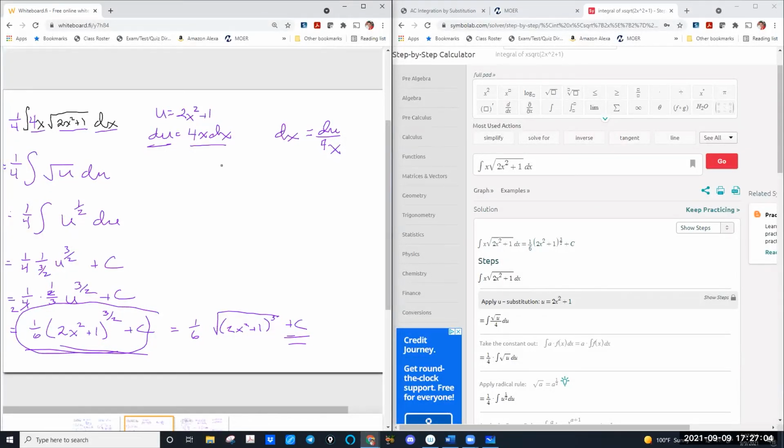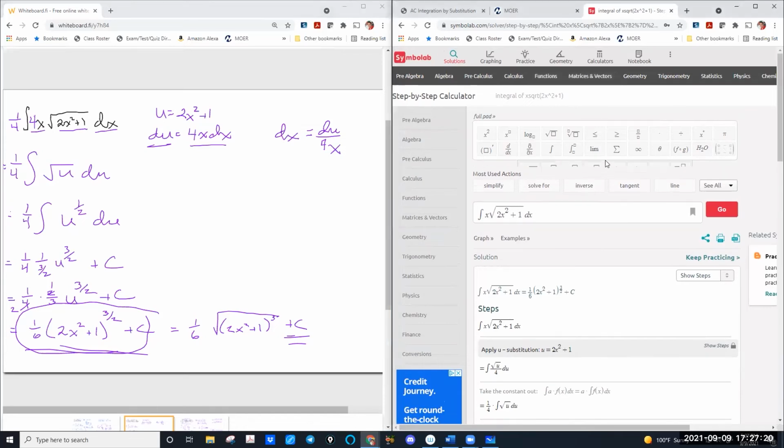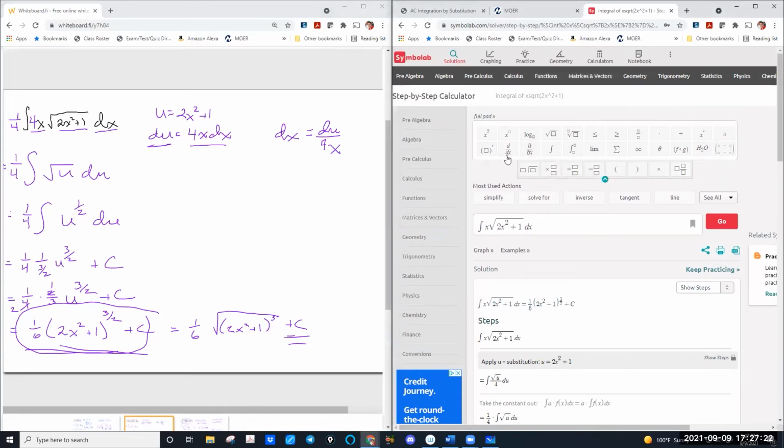But when you're doing homework, when you're working in groups, when you're doing problems for the take-home, Symbolab is a great tool for checking your answers. And what's really nice about it is the problem entry, because of this toolbar, and you can expand the toolbar, will allow you to put in the problem the way that you're seeing it.